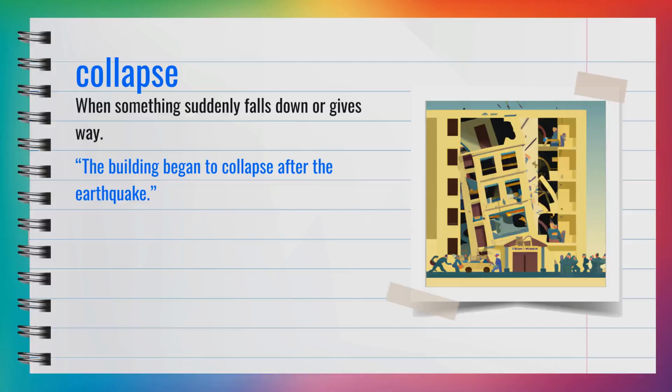The word collapse is a verb. It's spelled collapse. It means when something suddenly falls down or gives way. An example sentence is, the building began to collapse after the earthquake. So to collapse is to suddenly fall down or give way.